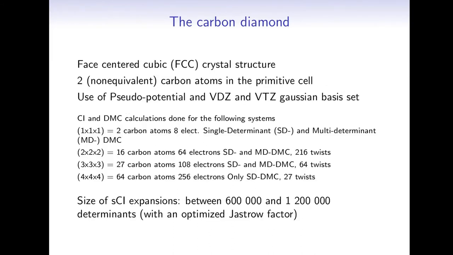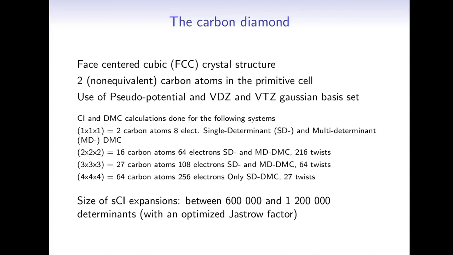So the carbon diamond, what is a carbon diamond? It's a face-centered cubic crystal structure system, you know that. And in practice, in your primitive cell, you have two carbon atoms, two inequivalent carbon atoms. It means that if you apply all the translations of elementary lattice vectors to these two carbon atoms, you are able to generate the positions of all the atoms of the system. So the primitive cell has two carbon atoms, and we use pseudopotentials. So it means that we have eight electrons, 2 × 4 electrons in each primitive cell.